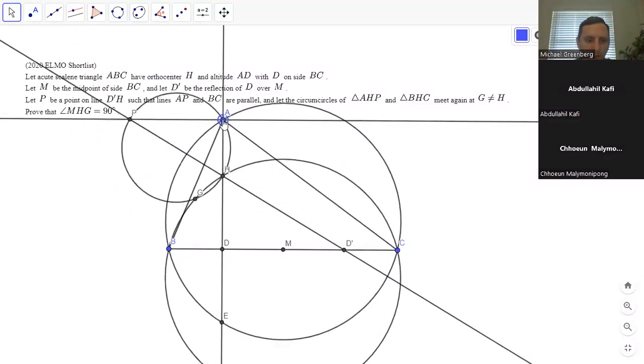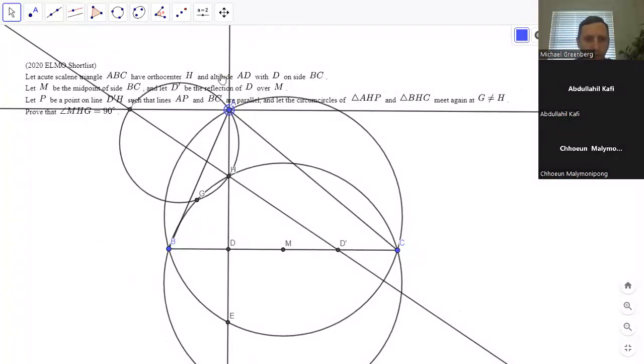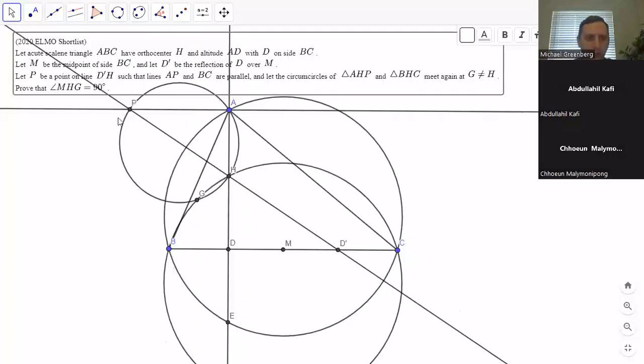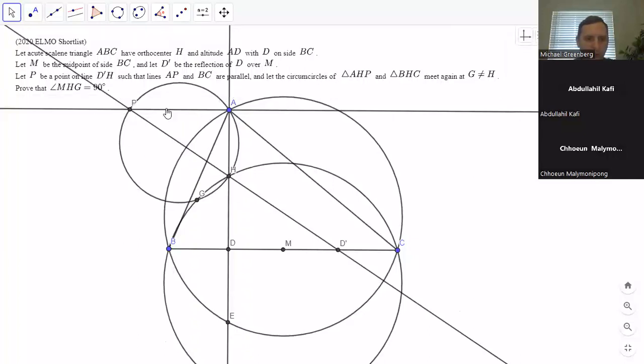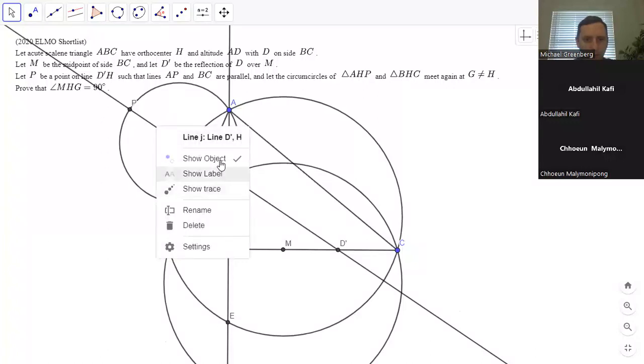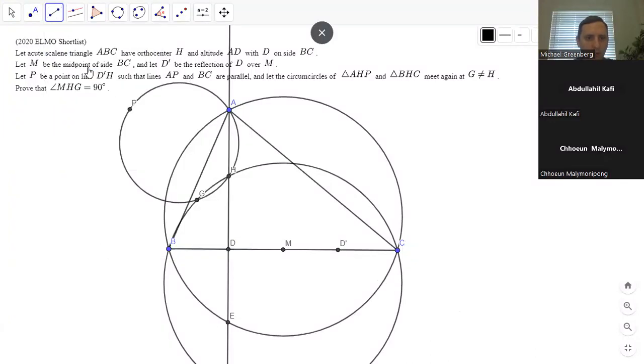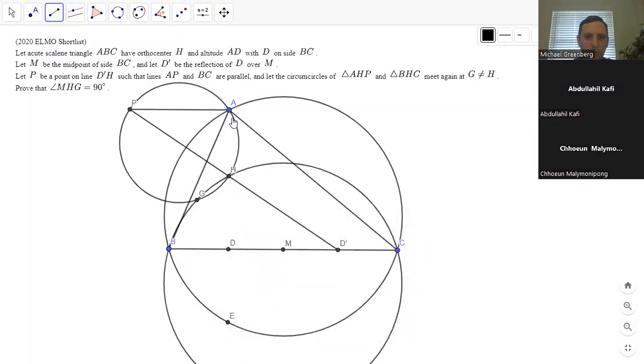So this problem doesn't look like it should be that hard. It looks kind of easy. So let's see if that's true or not. But yeah, it's hard to tell. Okay. So we want to show MHG is 90. We know PGH is 90, so that's kind of the same as showing that MH is parallel to PG.